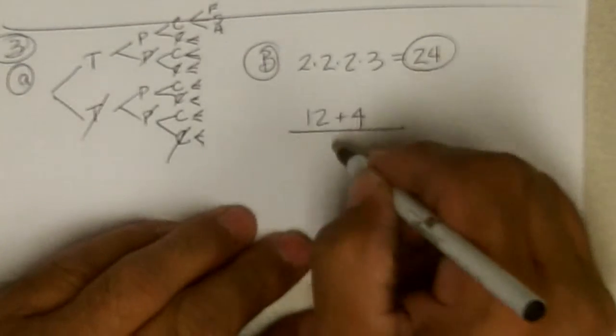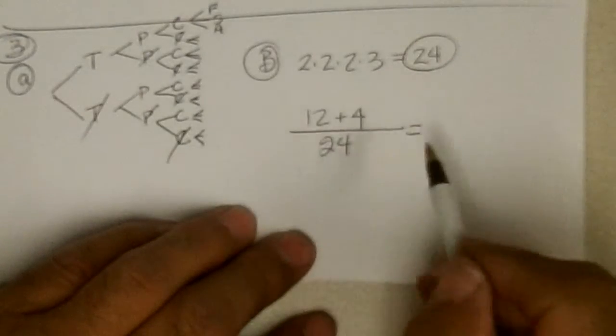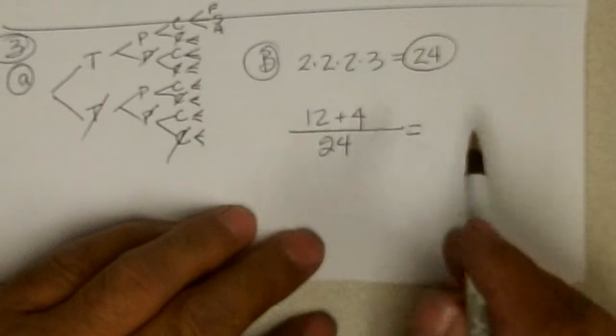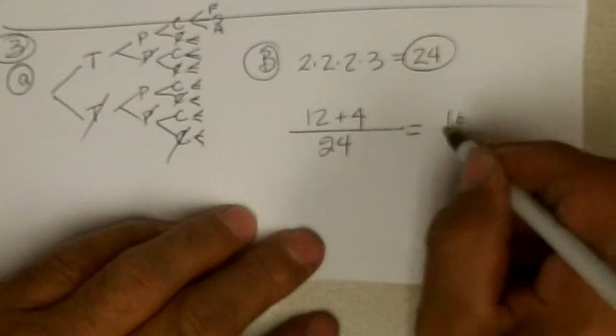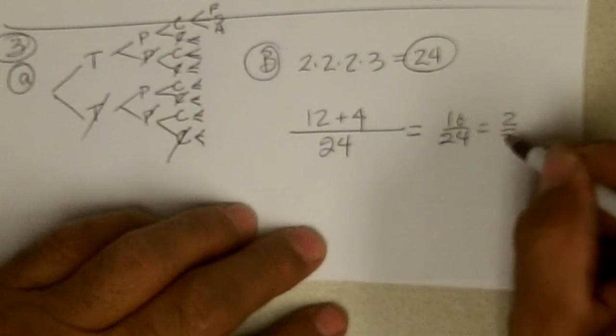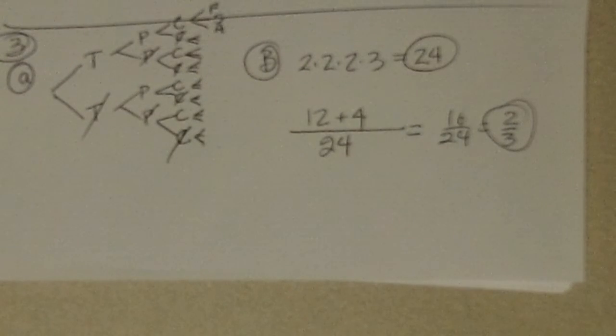So what's the probability? That's out of all of them, and it's or, so we're adding. So 12 plus 4, 16 out of 24. If you reduce it, 8 goes into those, so 2/3. 2/3 of the meals will have either a tomato on it and or a salad with it.